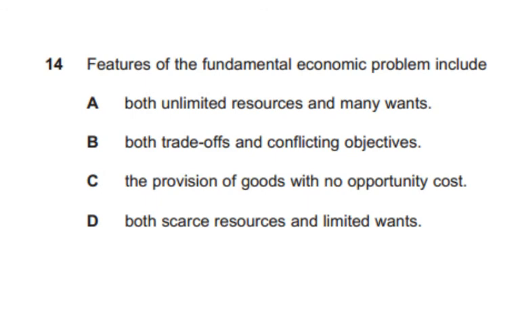Right, this one, not a nasty one, but definitely one that you needed to give a little bit of thought to. So let's go through and have a look at them. Features of the fundamental economic problem. We know that the fundamental economic problem is all about scarce resources. So unlimited resources, what we see in A here, makes A not correct. We know that the fundamental economic problem is all about scarcity, so it can't be that one.